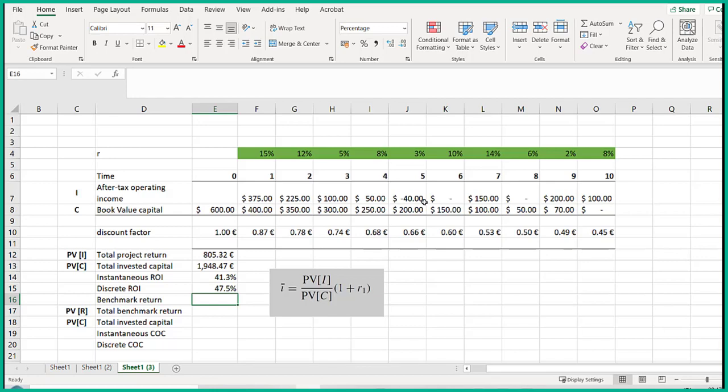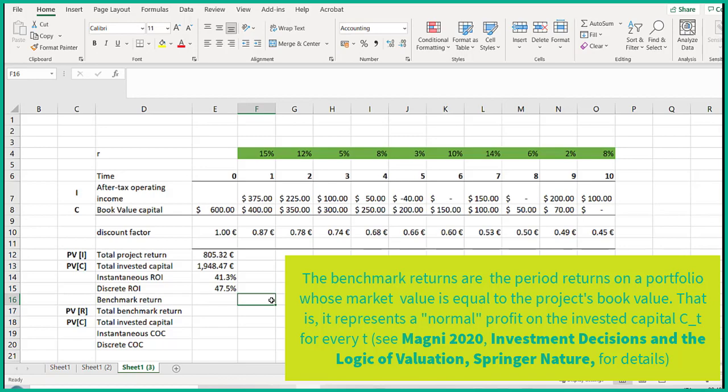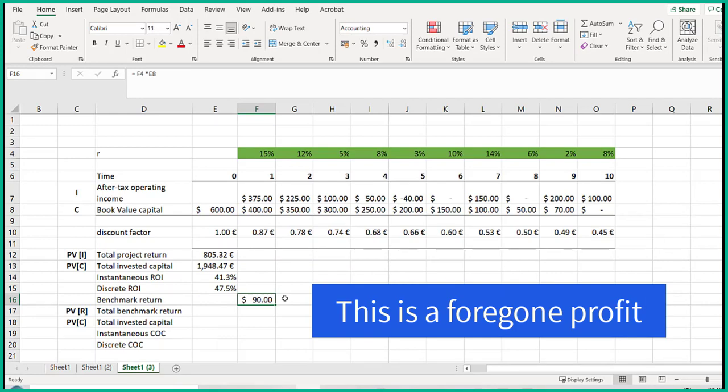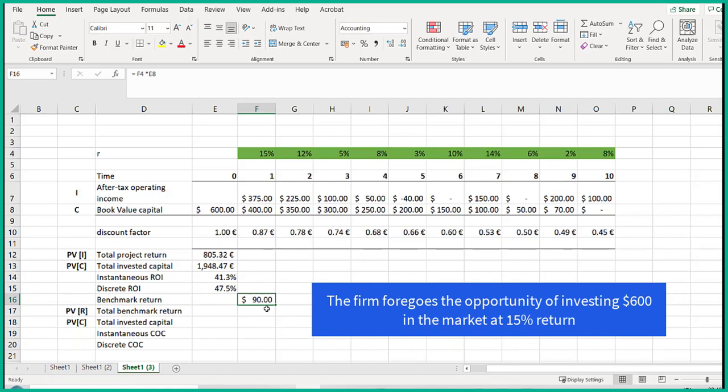Now, let's compute the minimum attractive rate of return, the overall cost of capital. First, we have to calculate the benchmark returns, the benchmark profits. We use the cost of capital and multiply it by the capital invested at the beginning of the period, which is 600 in the first period. This is the alternative profit that investors would earn if they invested 600 at 15%. So they renounce $90 if they invest in the project. In the project they will earn 375 in the first period, but renounce $90.